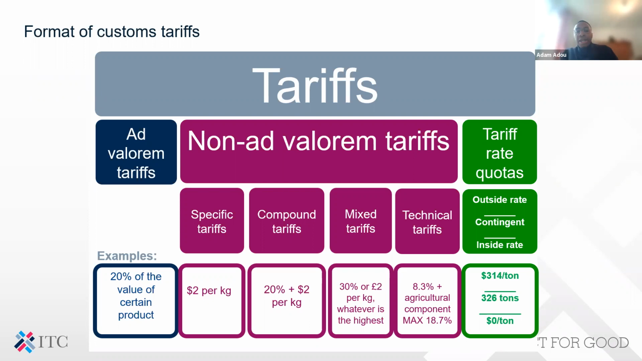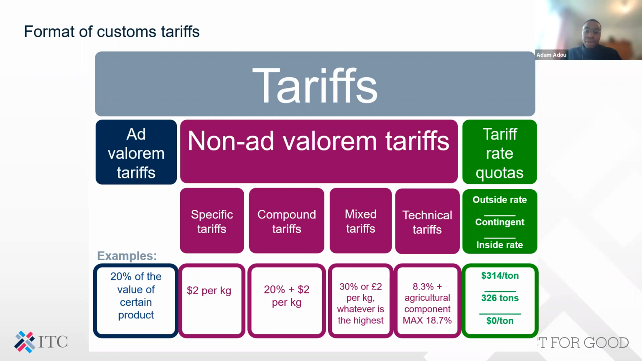It can be a specific tariff, so based on the quantity you're exporting, you will pay a specific tariff. It can be compound, so both ad valorem and non-ad valorem at the same time, a specific tariff and an ad valorem tariff. It can be mixed, so mixed will combine different types of tariffs. And this whole will make the tariff you're paying when exporting your product. And this can also be more technical.